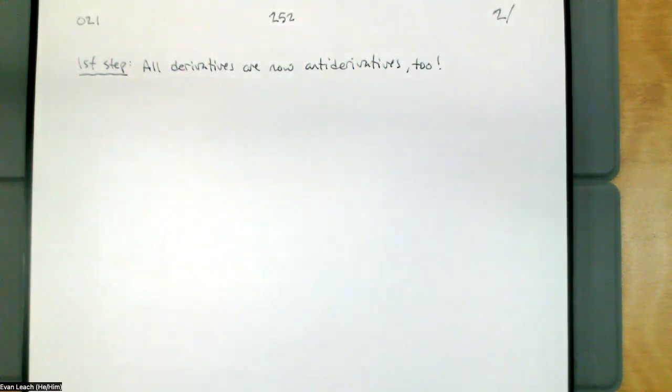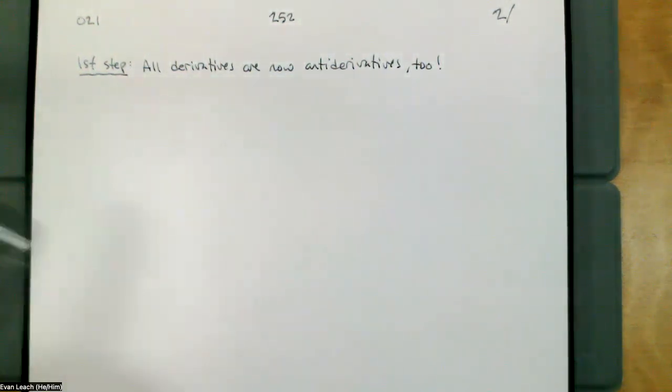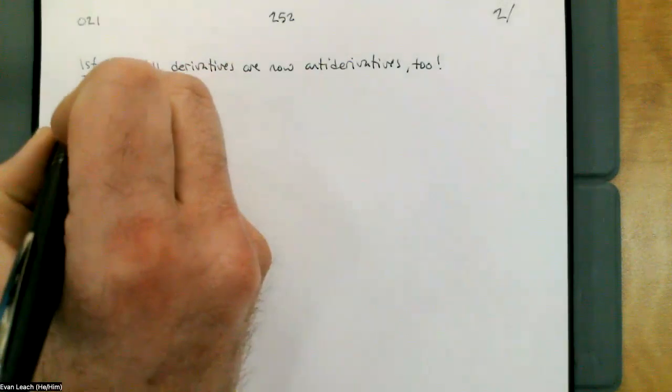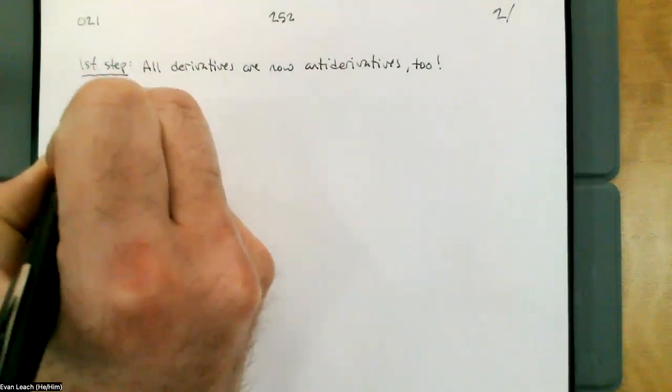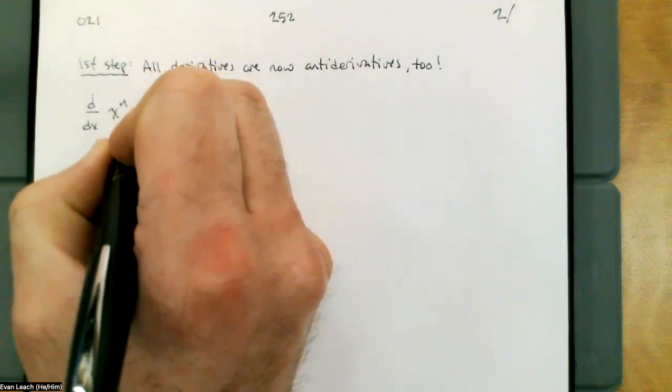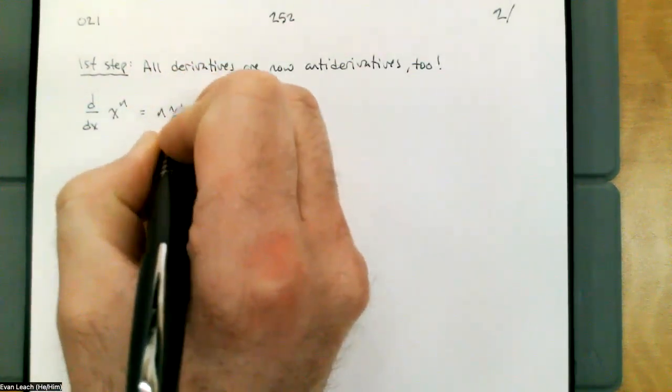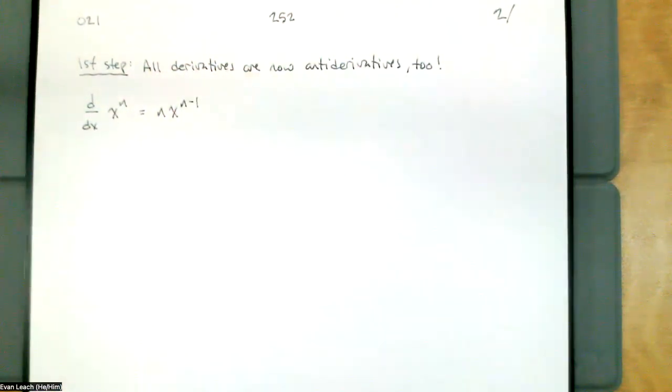First step, very efficient. We're just going to double all the stuff that we know. All derivatives are now antiderivatives too. Let's start with our favorite from the derivatives. So recall that our favorite rule for derivatives is the powers of x, to the point where if we can write stuff as powers of x, we totally want to do that because we like this one so much. Look at what the steps are.